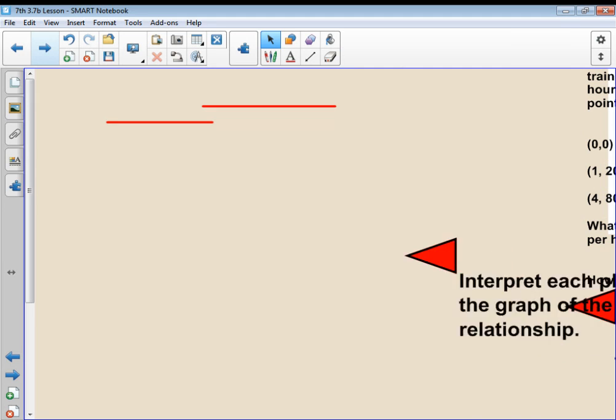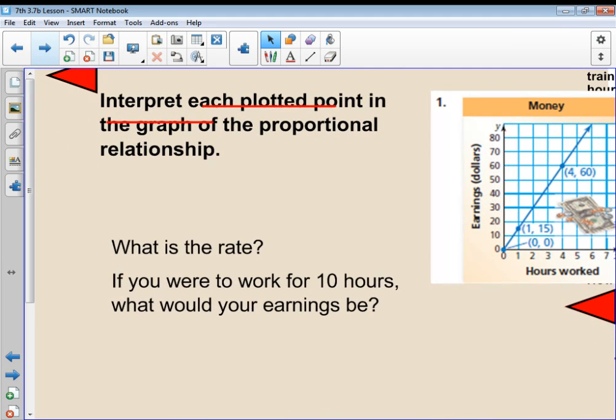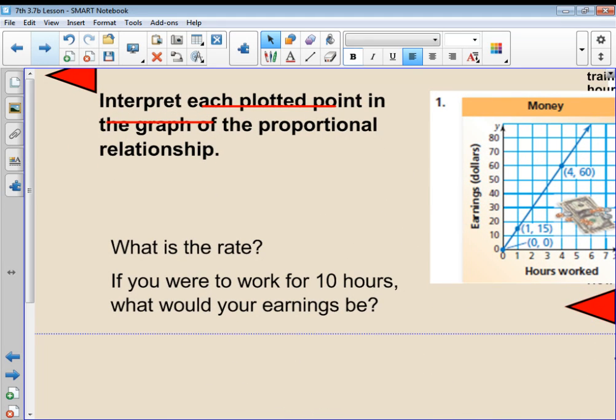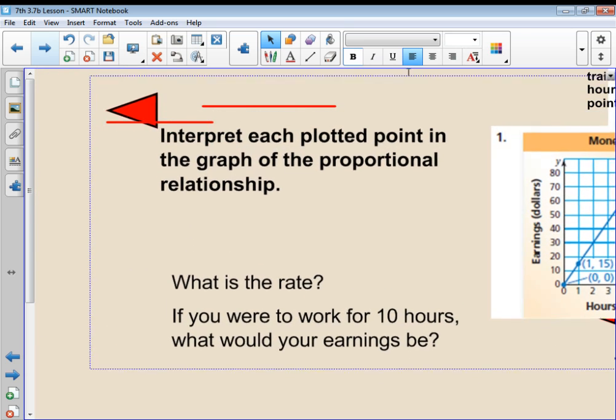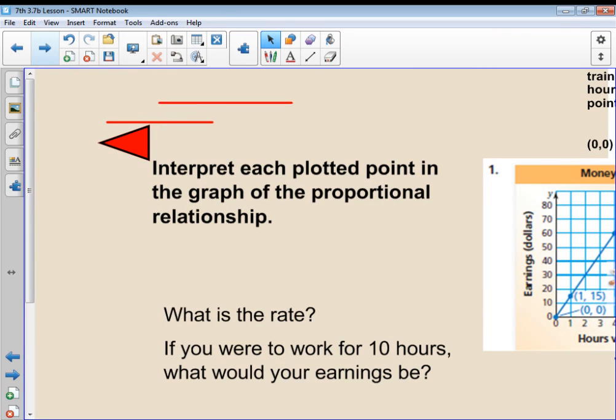Oops. Get rid of these. Sorry. I'm going to get rid of these lines.